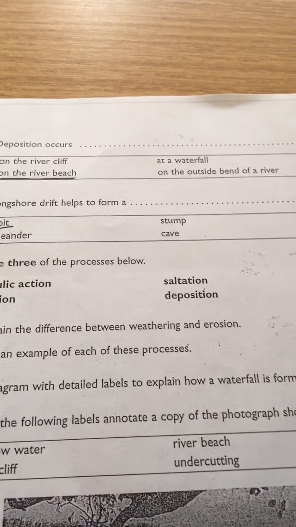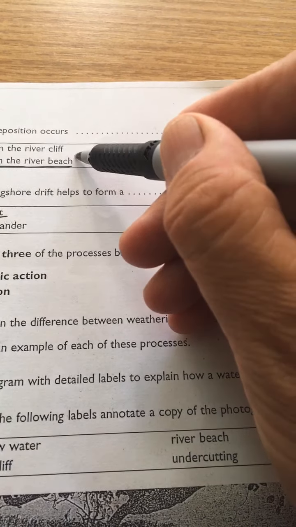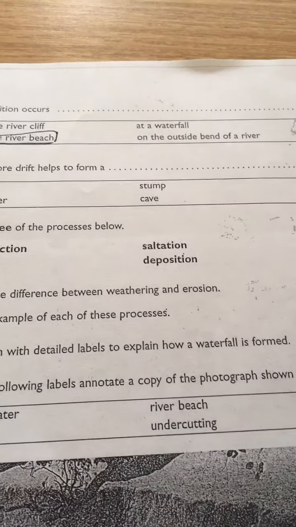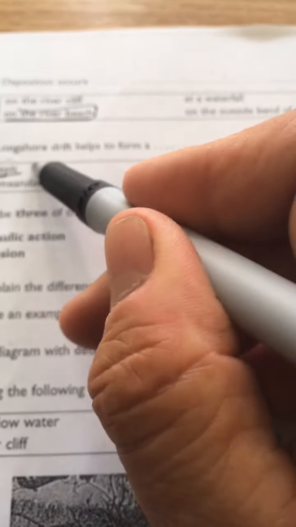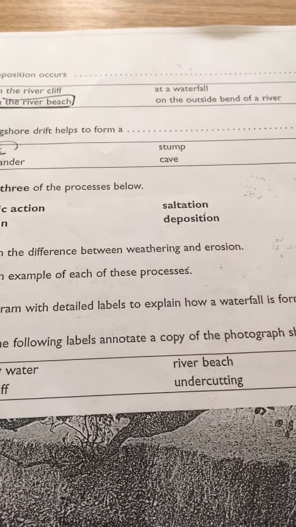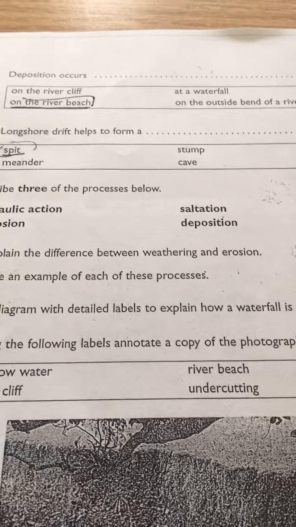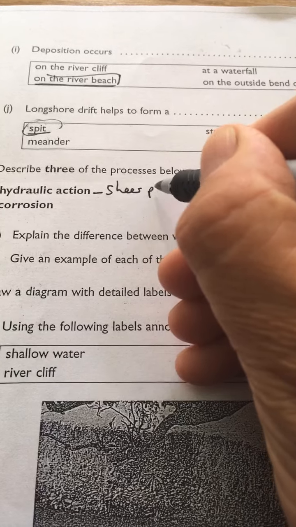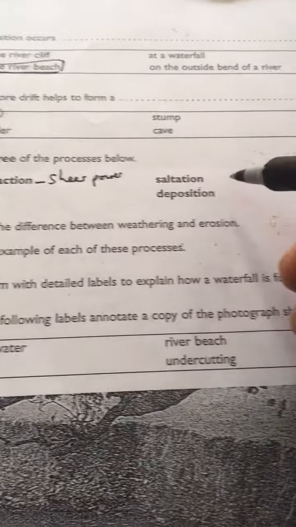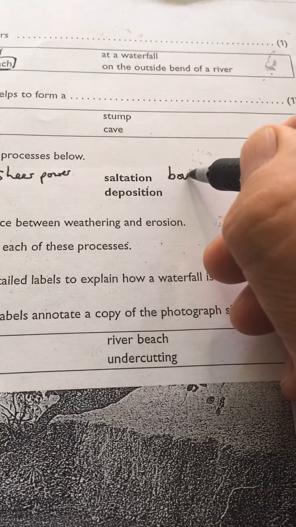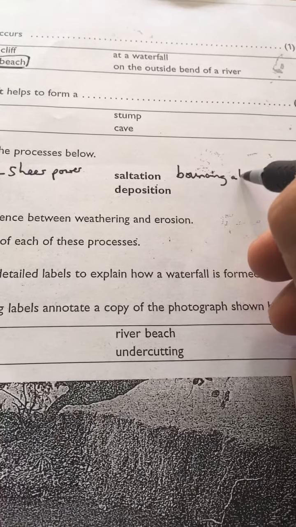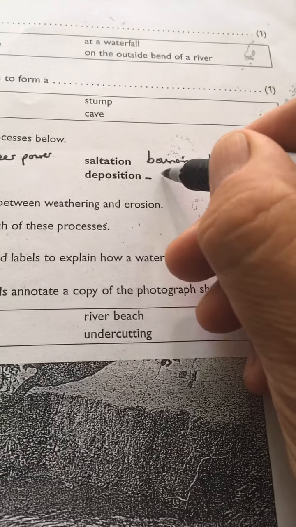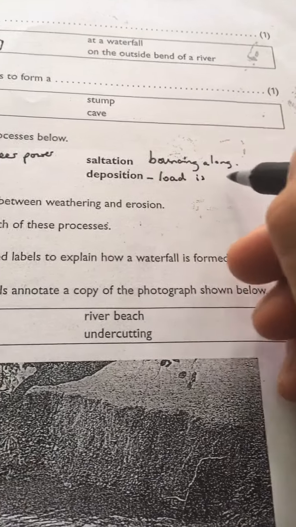Page 1, full marks. Okay, page 2 here. Deposition occurs on the inside on a river beach. Longshore drift helps to form a spit. Describe three of the processes below. Hydraulic action, shear power of water. Saltation is when we transport by bouncing along. Deposition is when the load is dropped.